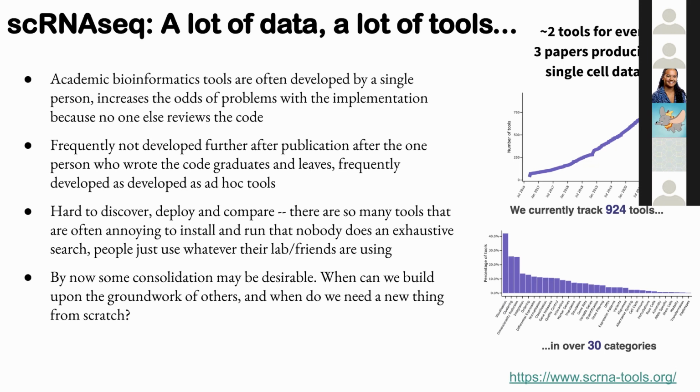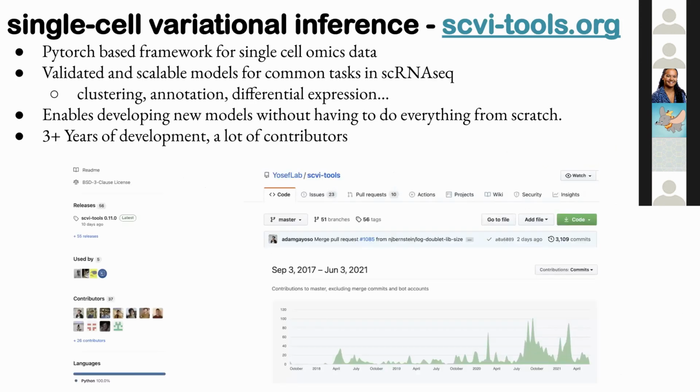And so the tool that I use for processing all of my single cell data, and I'm talking just about going from the gene count matrix to doing whatever you do with the gene count matrix, is called single cell variational inference, or scVI. It's a PyTorch based framework for all kinds of single cell omics data. It has been validated and provides scalable models for single cell RNA-seq, but also for other modalities that sometimes include proteomics.